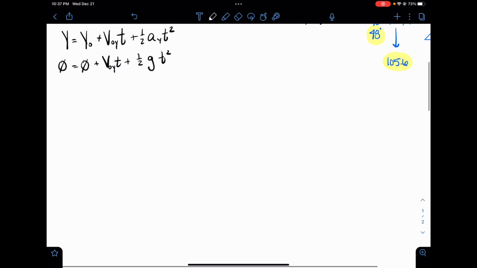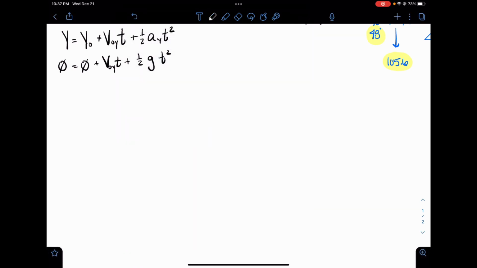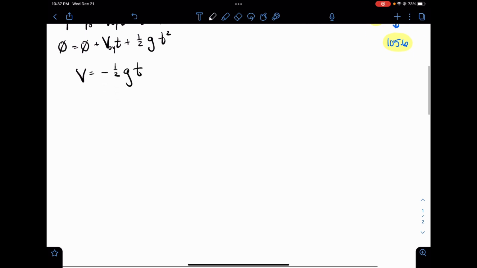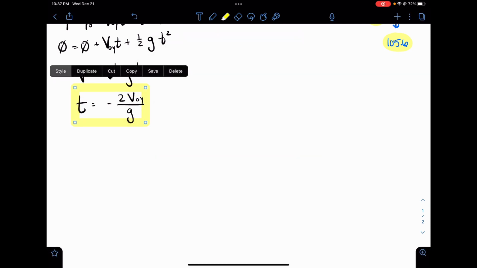If we solve for t from this situation, we're going to cancel out one t from the equation, so we're going to get left with v equals negative 1/2 g t, and then t is going to equal negative 2 v naught y over the acceleration due to gravity. So for both of our situations, we can use this equation for t.